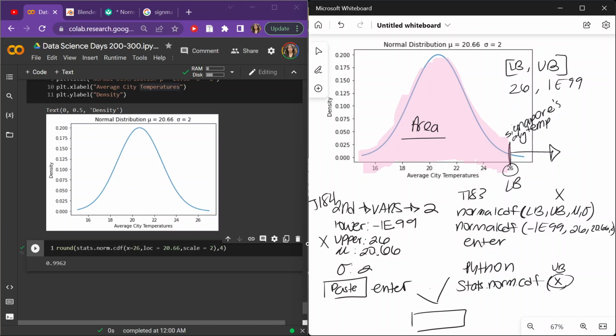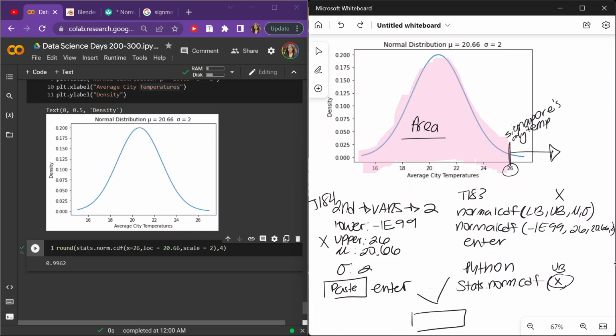But we did the opposite. We wanted below that. So we started at negative 1e99 and ended at 26. So that's the difference. So that's why I'm saying I don't want to call it upper bound, but in this specific case, it's your upper bound. But it's not always going to be your upper bound, okay? That's only if you're trying to find the area below that X point.